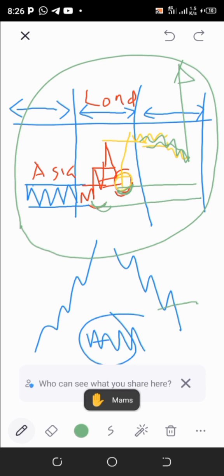I think we were, oh, sorry. I don't want to clean my drawing.